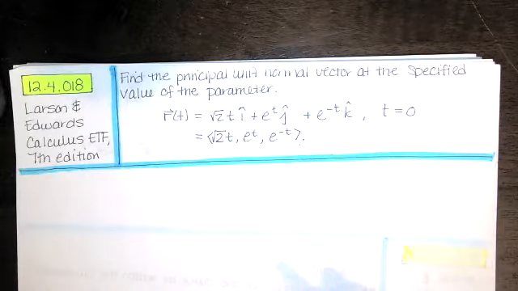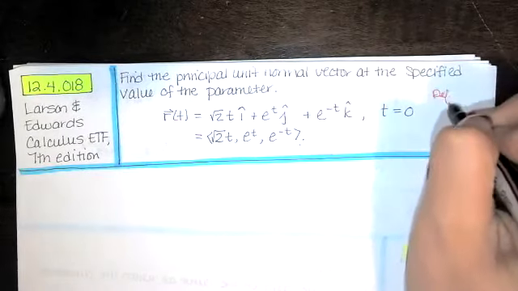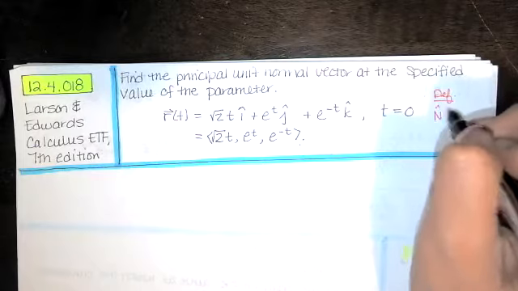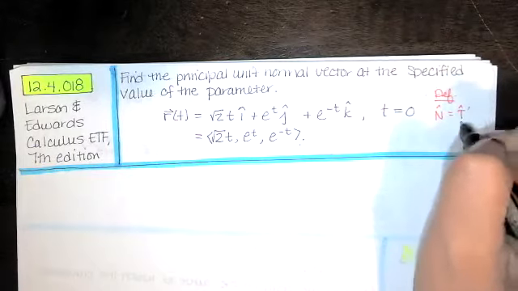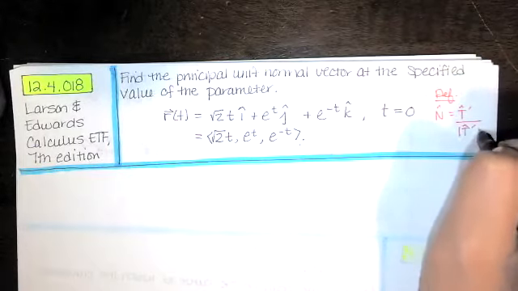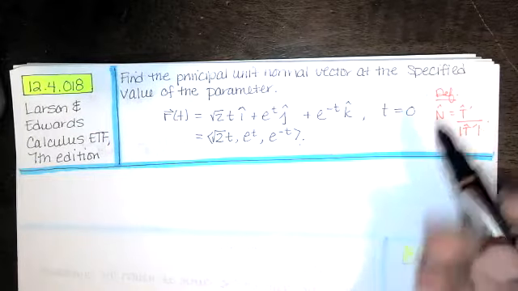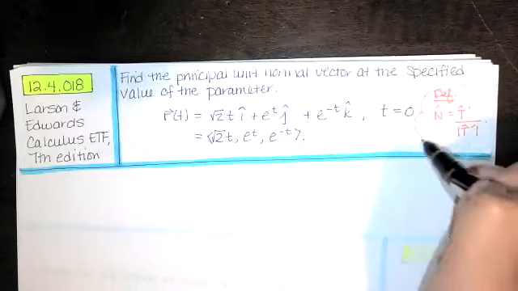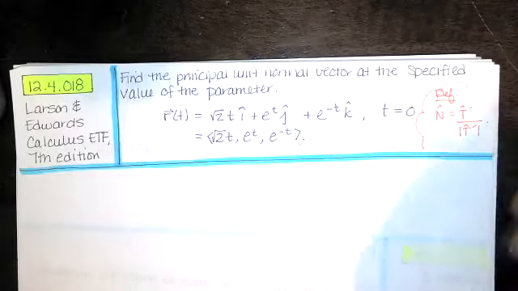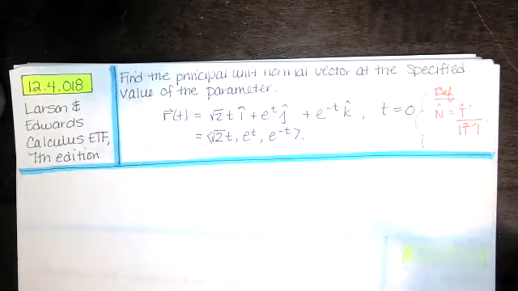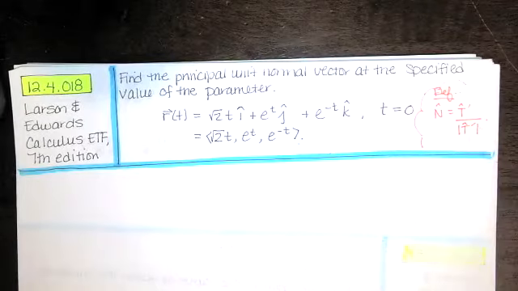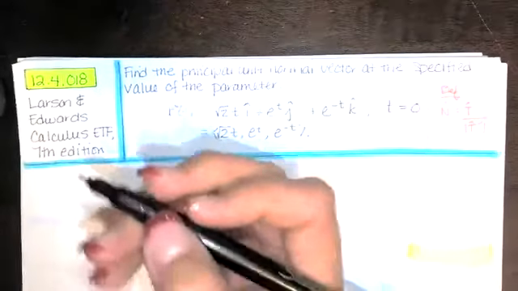You can use the definition. The definition of the principal unit normal vector is that n hat is t hat prime divided by the magnitude of t hat prime. But that is computationally intensive. So I recommend not using this. I recommend doing what we're about to do instead. Here is the general approach.